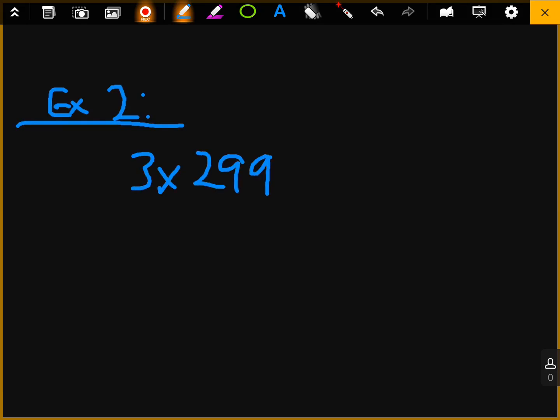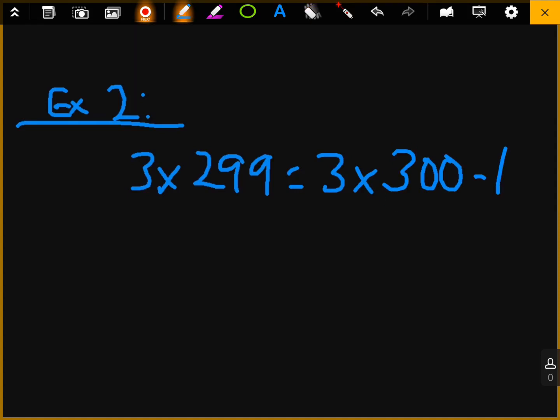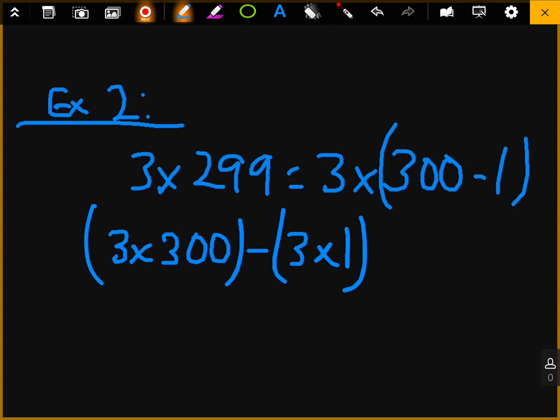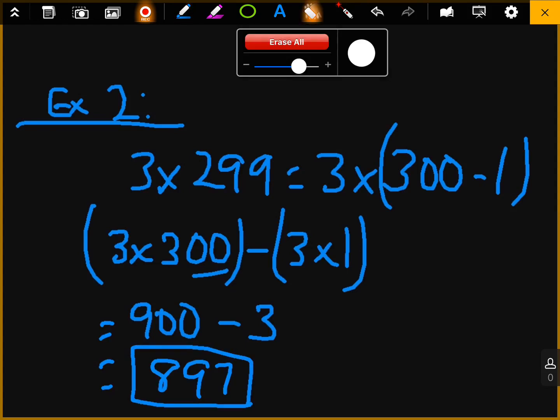Well, I could say, oh, that's the same as 3 times 200, or no, sorry, not 200, 300 minus 1, right? And then put that in parentheses and distribute. Say, okay, 3 times 300 minus 3 times 1. Well, I know 3 times 3 is 9, plus those 2 zeros right here means 900. 3 times 1 is 3. 900 minus 3 equals 897, and that would be my answer. So that's a great way to use distributive property.